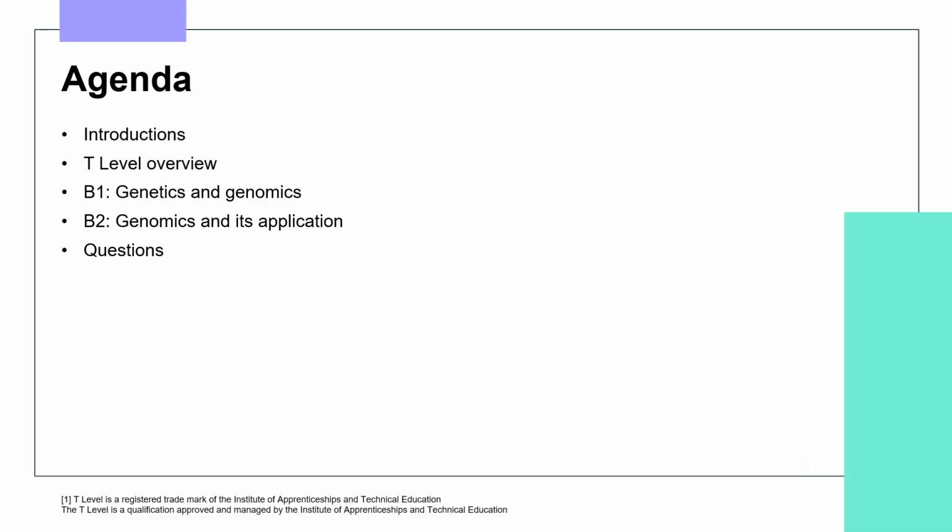The plan for today's session is to begin with some quick introductions first. We'll have a brief overview of the T-level qualification. We'll then look at the B1 section of the specification before looking at B2 regarding genomics and its application. And finally, to address any questions that you may have.